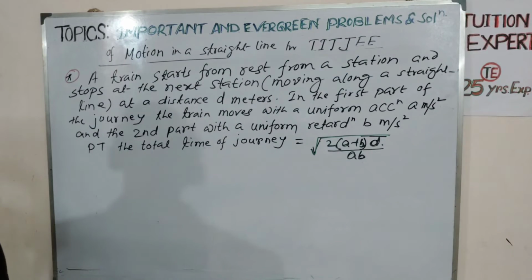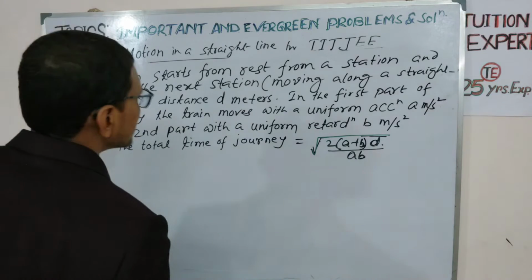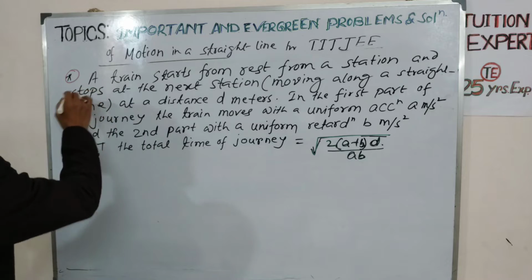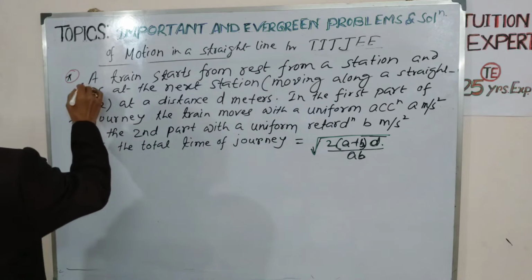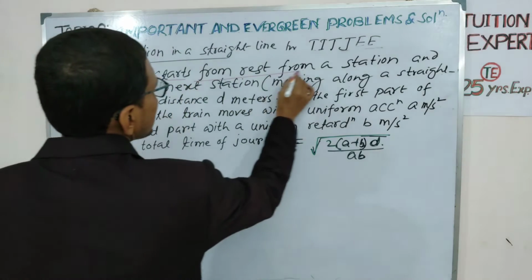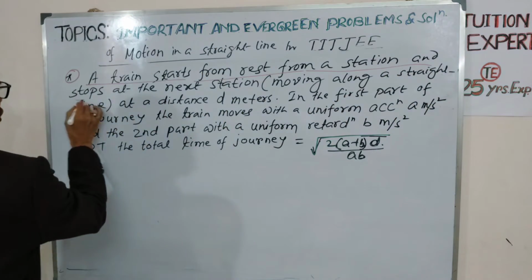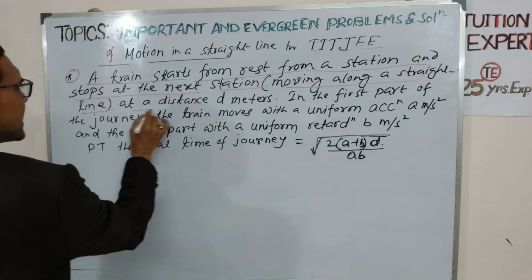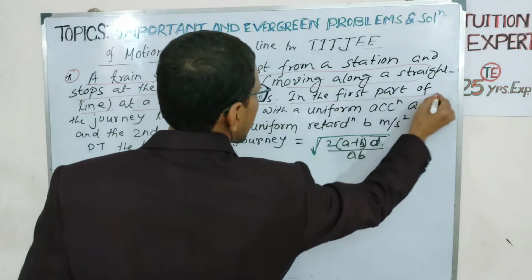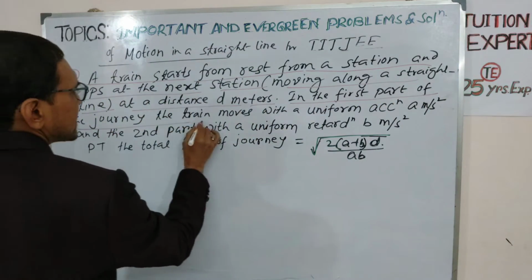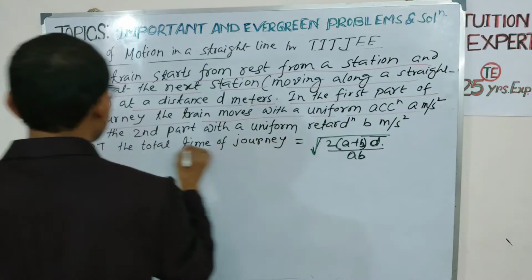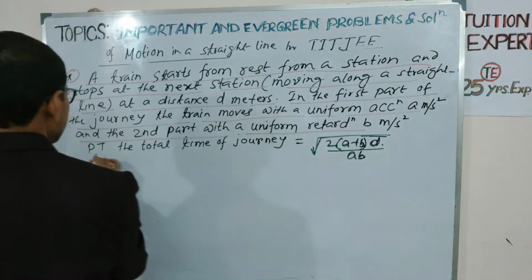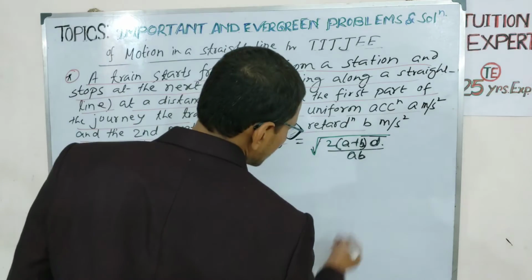Question number 2. This is also a problem related to the motion of a train. A train starts from a station and stops at the next station, moving along a straight line at a distance d meters. In the first part of the journey, the train moves with a uniform acceleration a meter per second square, and in the second part with a uniform retardation b. Prove that the total time of journey equals this.